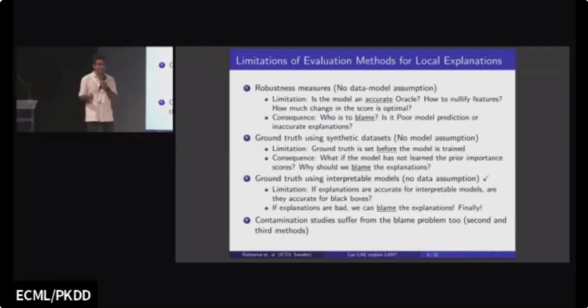Also, how to nullify features. I've used these measures a lot. You nullify them with mean. They give you, LIME is more robust than SHAP. Then you nullify them with median.